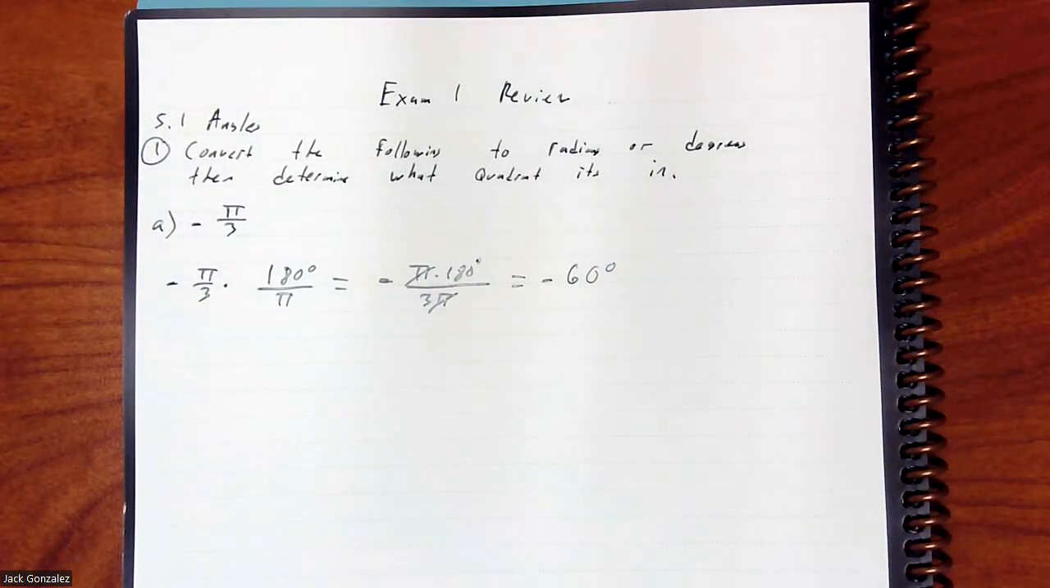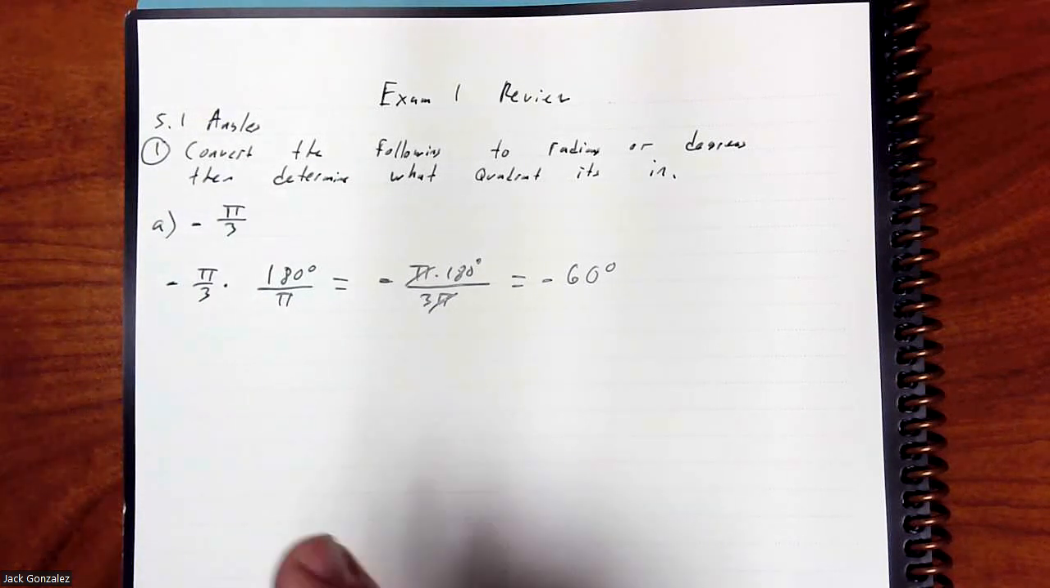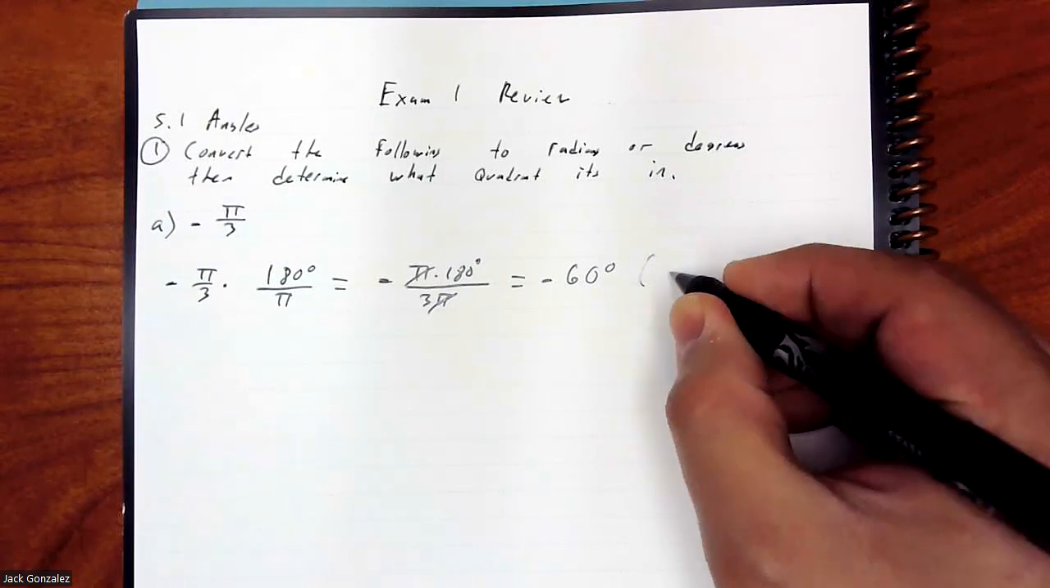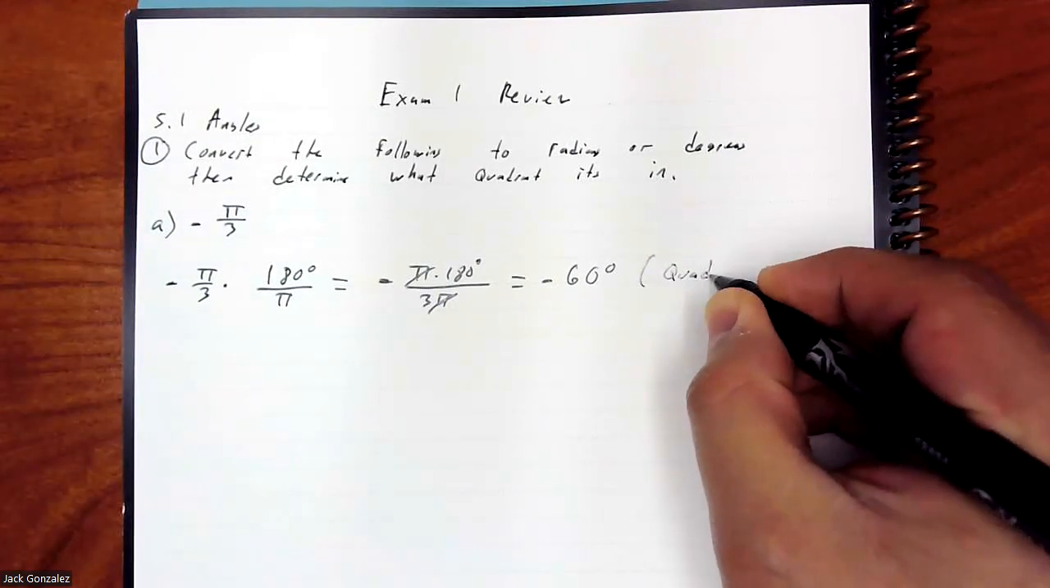Okay, so if I want to go to degrees, you want to put the pi at the bottom, cancel the pi's, right? Once you do that, you get your angle. Where is negative 60? Yeah, this is quadrant 4.